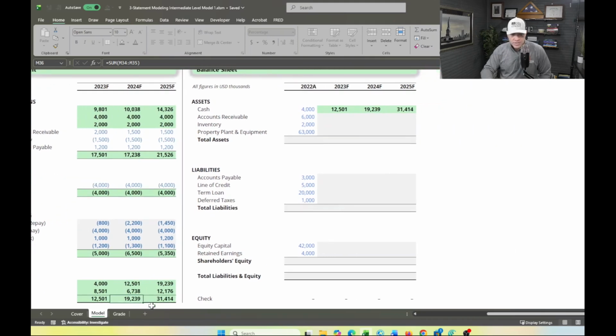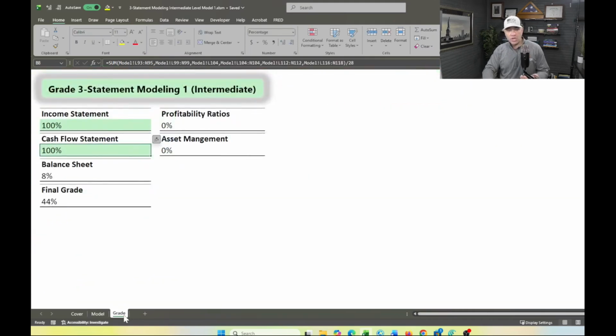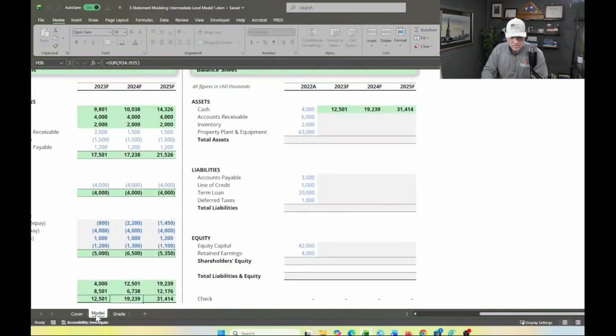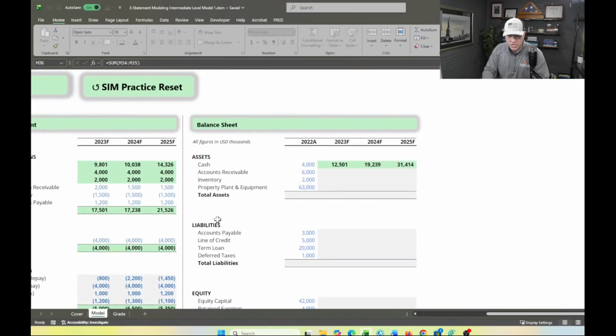All right, so let's make sure our grade looks good. Our cash flow statement and our income statement are 100% complete. So next what we want to do is finish the balance sheet.